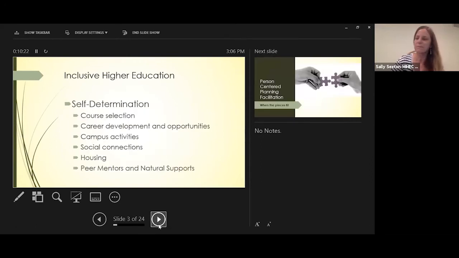are some of the core opportunities for self-determination in inclusive higher education when making a person-centered, student-centered plan. This is where a student gets to make their own choices about their courses, their career development and opportunities, their campus activities, their social groups, social activities that they want to participate in, their housing, and peer mentors and natural supports. At the core of all these decisions is the student making choices themselves.